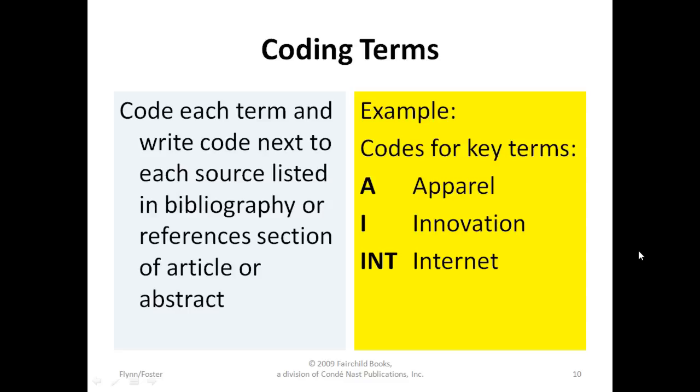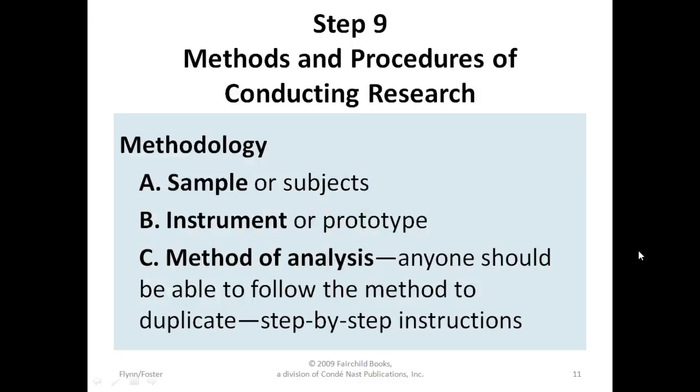So this is just more of a little tip on how to keep up with things when you actually start working on your paper in your literature review. Now we're going to look at step 9. Step 9 looks at the methodology, and there are going to be 3 different little sections that go along with the methods and procedures on your FRAF. The first section is going to be the sample, the second is going to be the instrument, and the third will be your method of analysis.